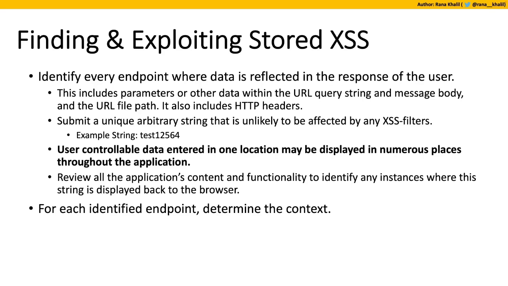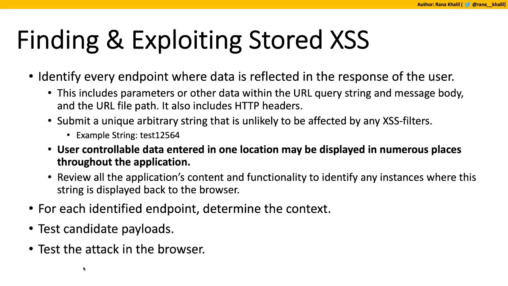Now, once you do identify the instances, the steps are the same. You first need to determine the context, test candidate payloads in your proxy, and then confirm the attack in your browser. So everything that we learned for how to exploit reflected XSS vulnerabilities applies. It's just that the data is not directly reflected in the same response of the request. It might be reflected in multiple locations in the application.